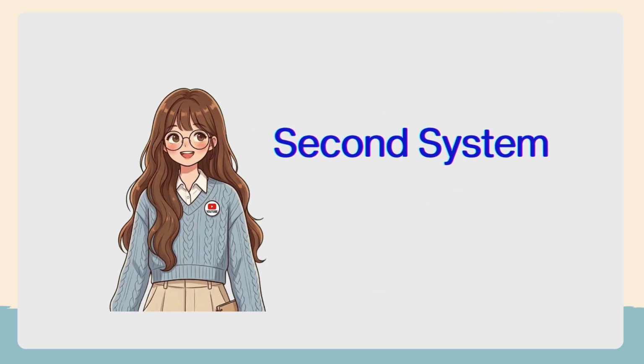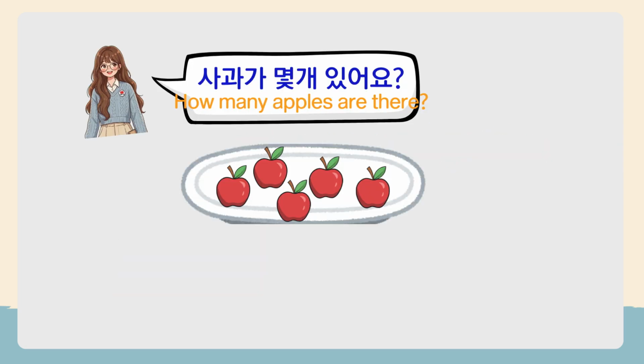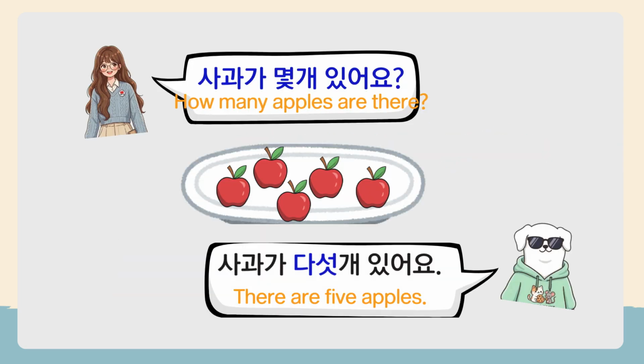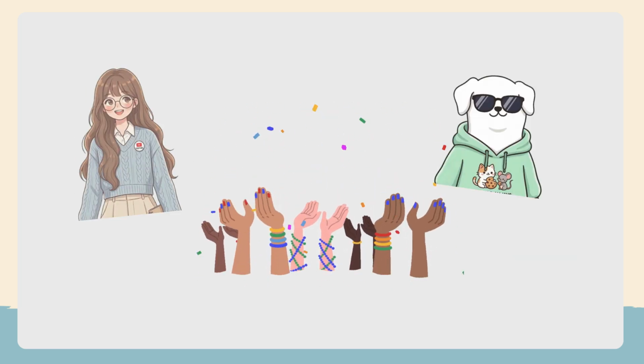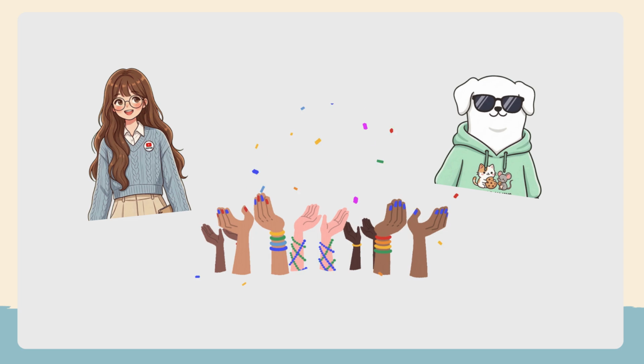All right, time for the second system quiz. 사과가 몇 개 있어요? 사과가 5개 있어요. Yes, I got them all right. All right, genius. Let's see how long that lasts.